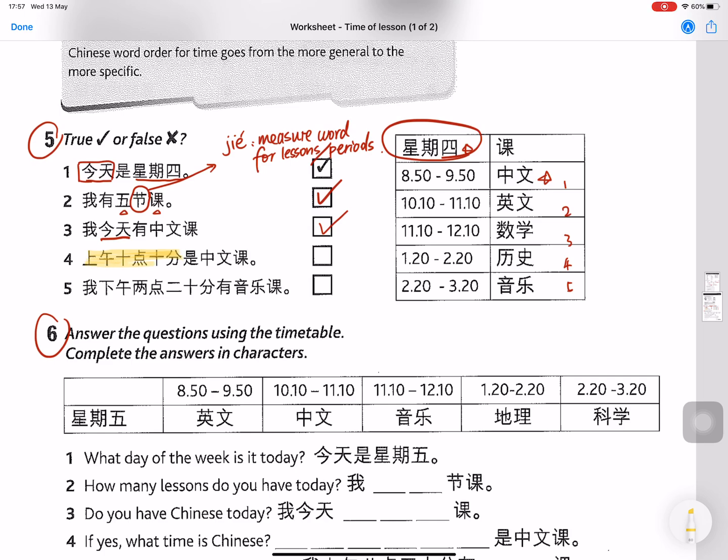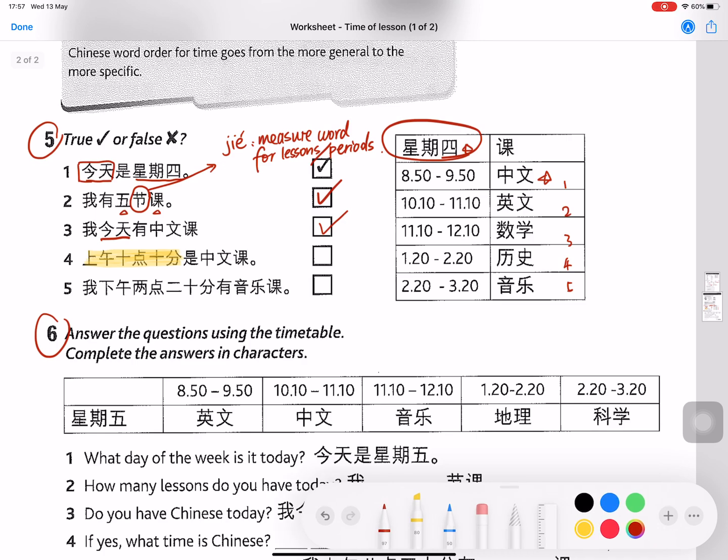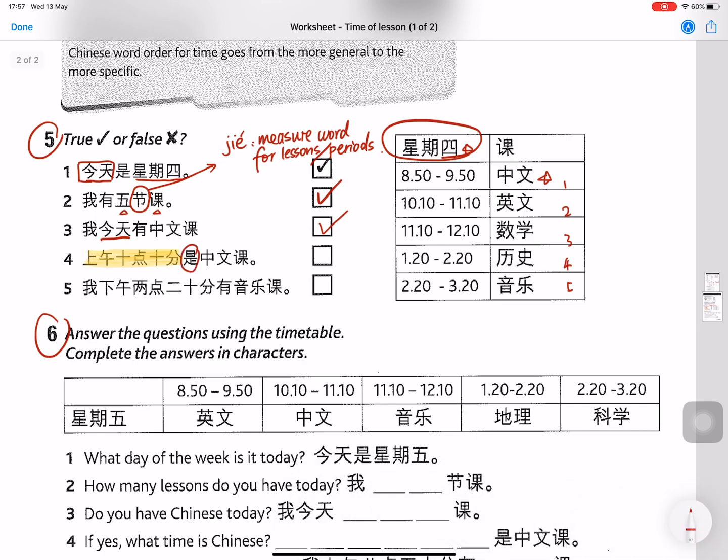Now this structure, you need to know that the first bit is talking about a time. 上午10点10分, 10:10 in the morning. And then the structure of the question is like this: time, and then is, and then this lesson. So at this time, it is Chinese lesson. So at what time? 10:10 in the morning. So let's look at it. Chinese lesson is this one. However, at 10:10, this person is having 英文 English, so it's not correct. So 上午10点10分是英文课. It should be 英文课. Or you change it to 8:50. 早上8点50分是中文课. So that one is incorrect.